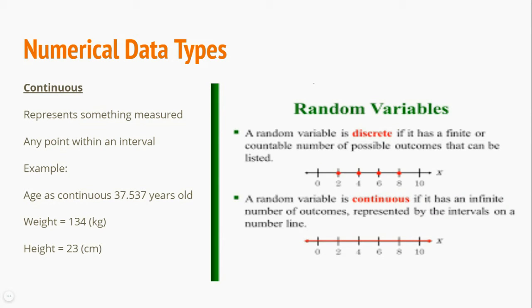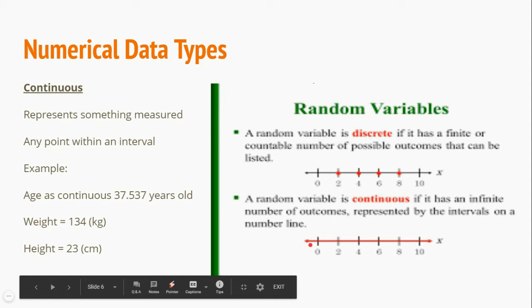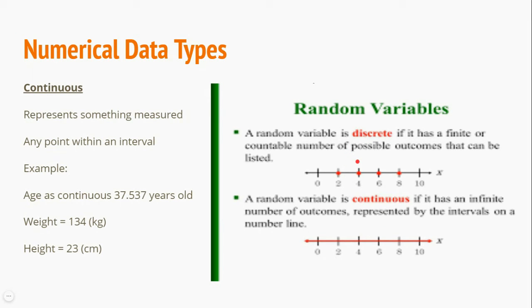So this can be any sort of data point within an interval. So it can take on any value within an infinite interval. If we look at the difference here between discrete and continuous, we can see that continuous can be any point along this line here. So here we can have maybe 6.56. Here we can have 8.25. Whereas discrete, we have a finite or a countable number of possible outcomes. So here we can only have 2, 4, and so on.